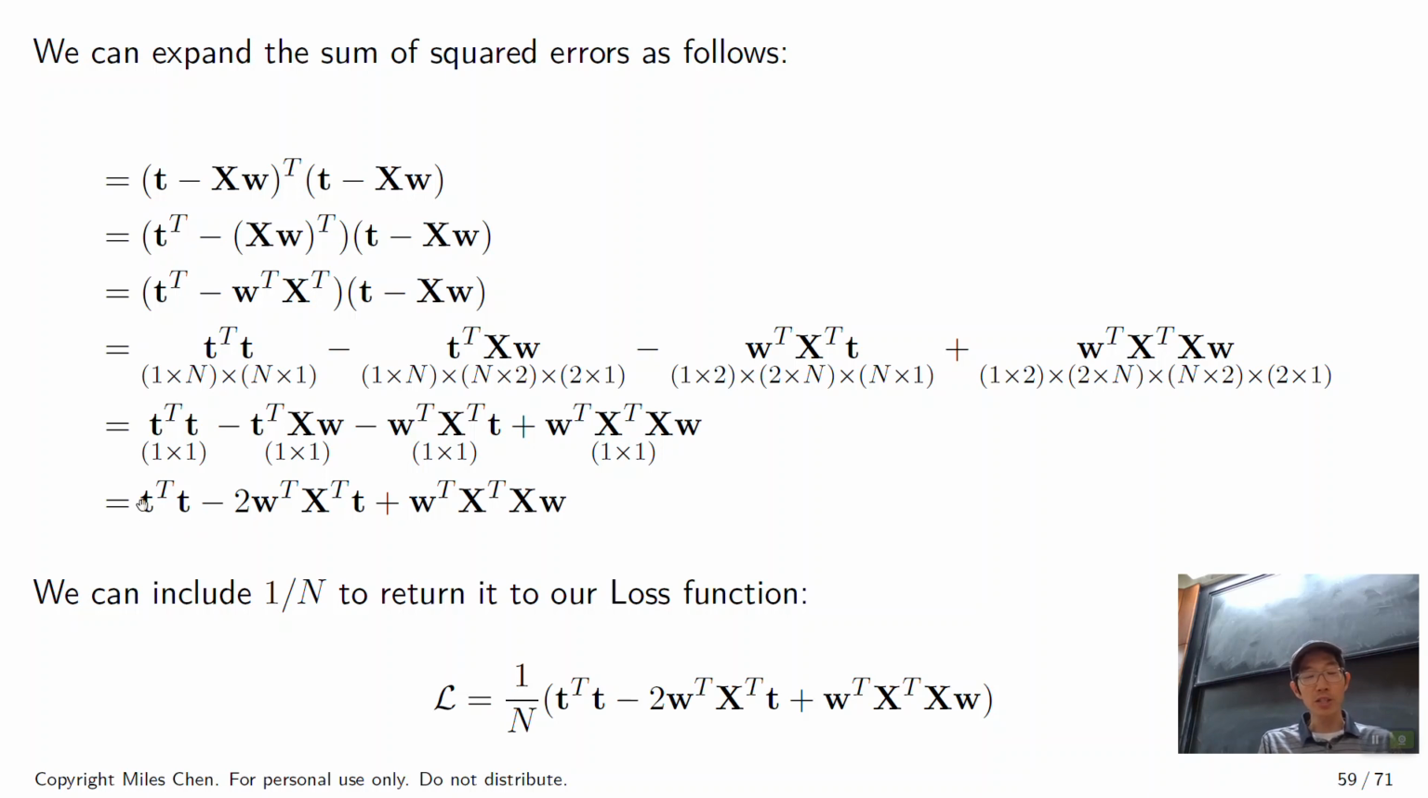And so here I have this. This is our loss function in matrix form: 1 over n, t transpose t minus 2 w transpose x transpose t plus w transpose x transpose xw. So that's our loss function expanded out.